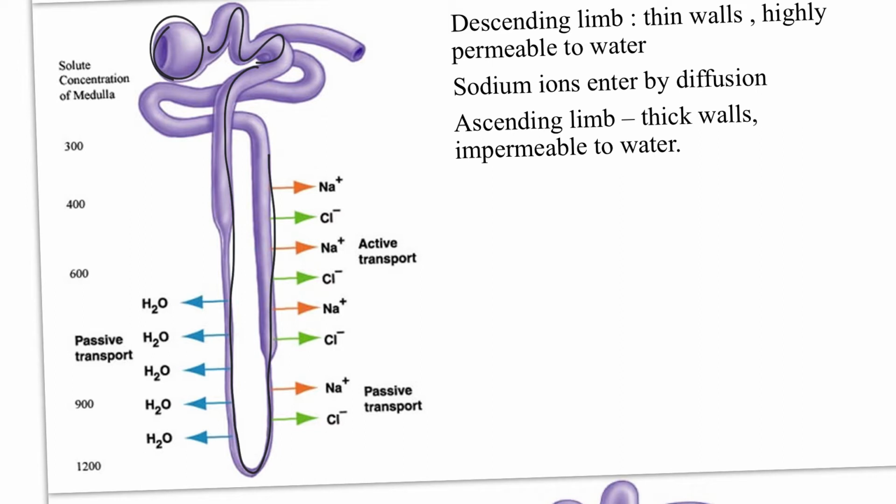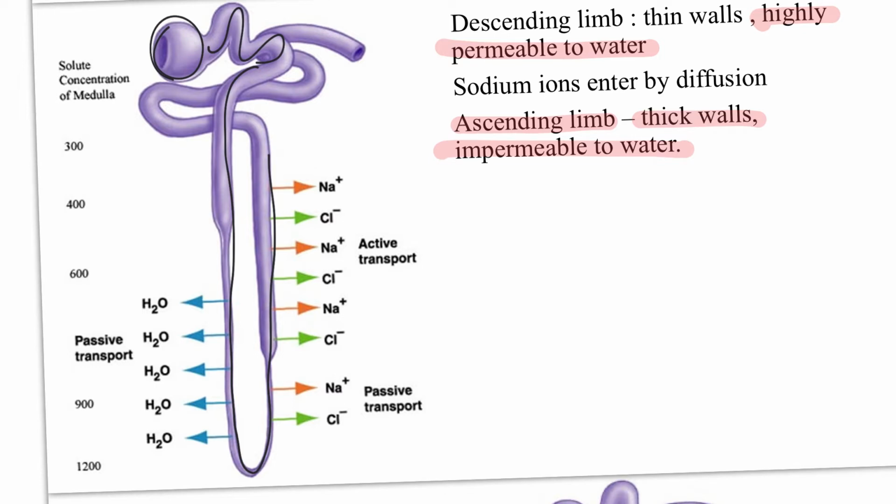So the walls of the descending limb are thinner than the walls of the ascending limb, and they are highly permeable to water, whereas the walls of the ascending limb are thicker and they are impermeable to water. So understanding this is essential to understanding how the loop of Henle works.